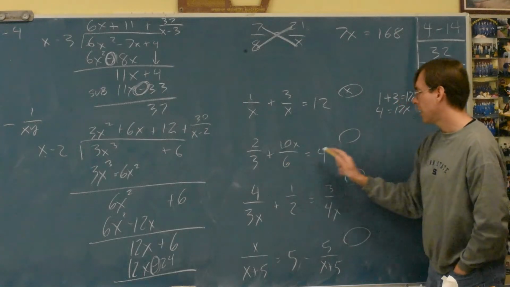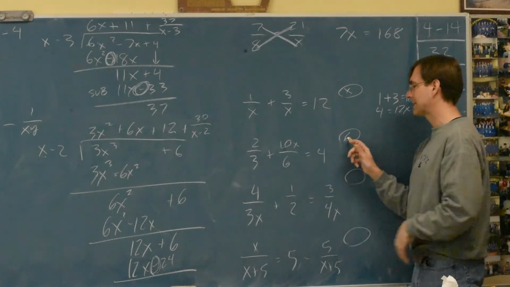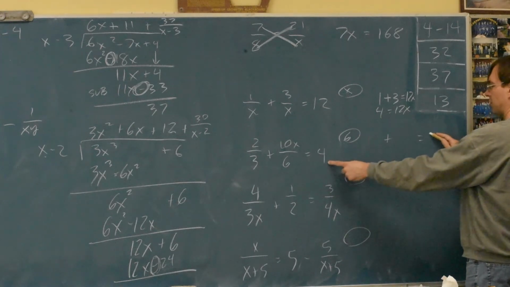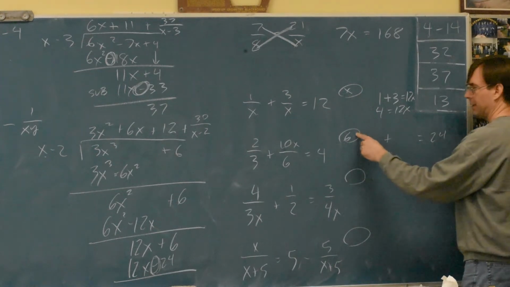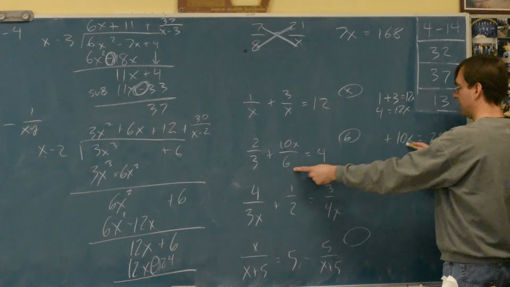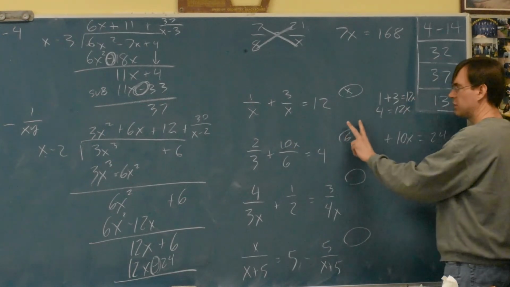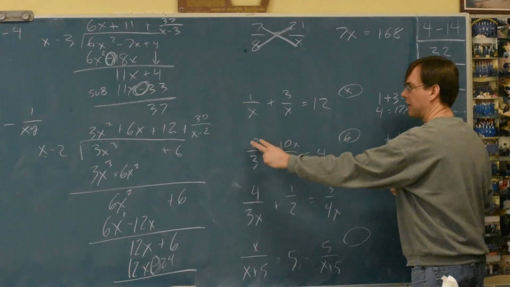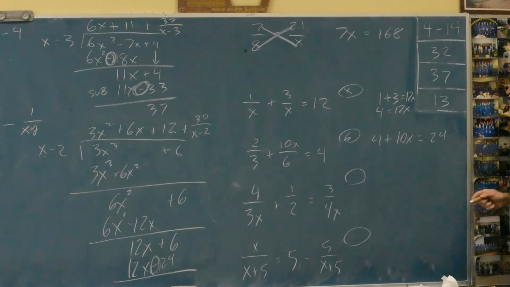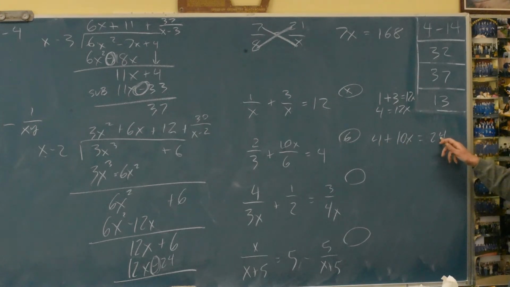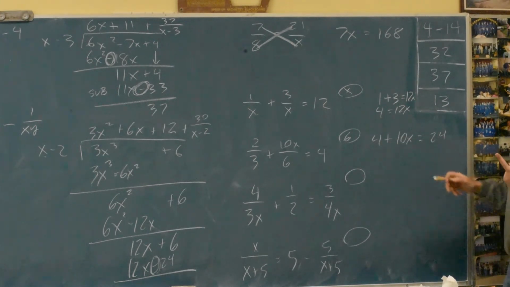This one, we look at the bottoms, these both go into 6. So 6 times 4 is 24. 6 canceling 6 leaves 10x. 6 canceling 3 leaves 2. To multiply the other 2, and that's a 4. So subtract 4 to get 20, divide by 10 to get 2.